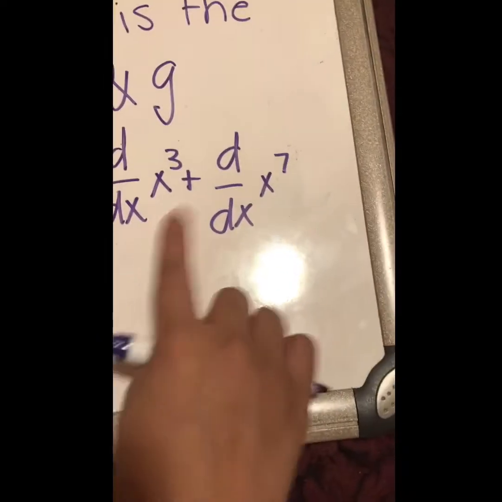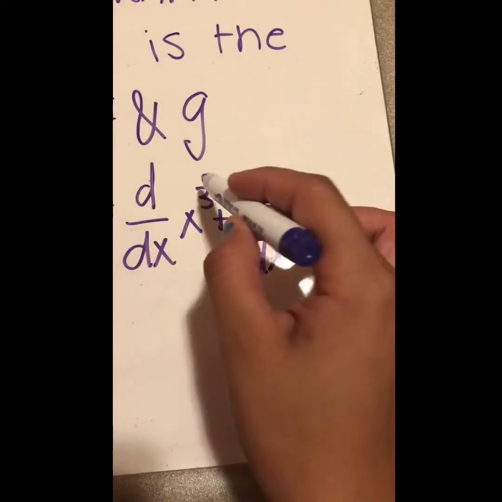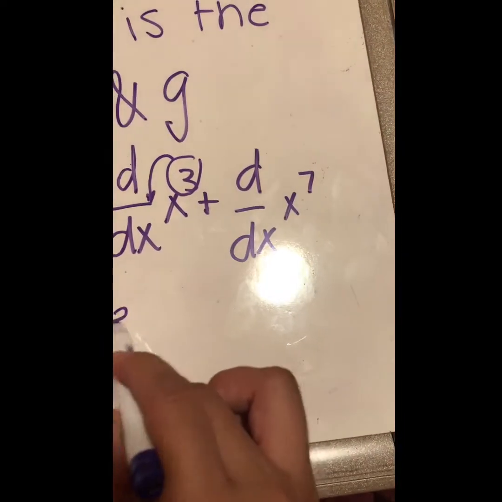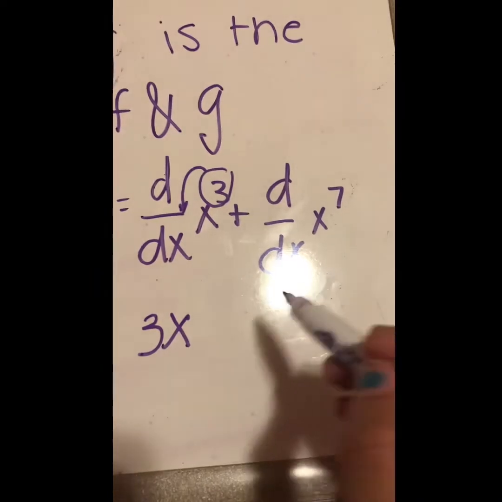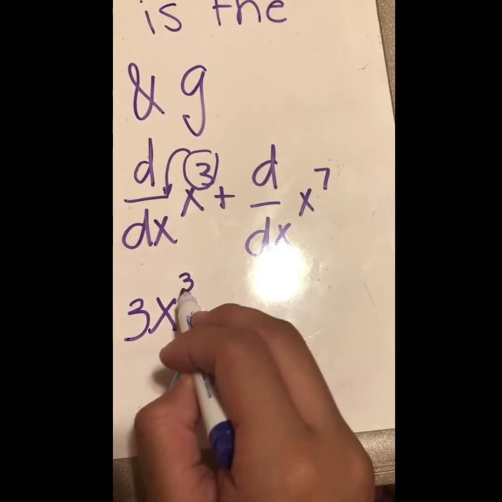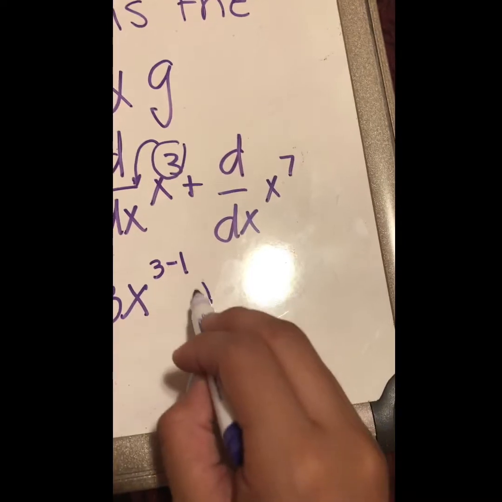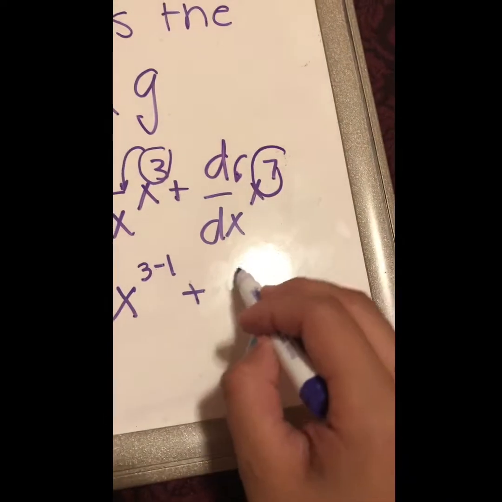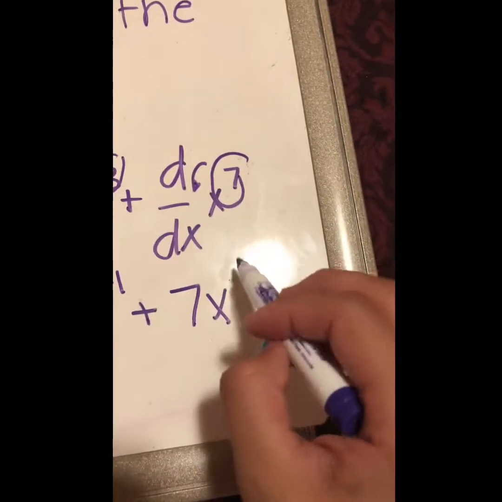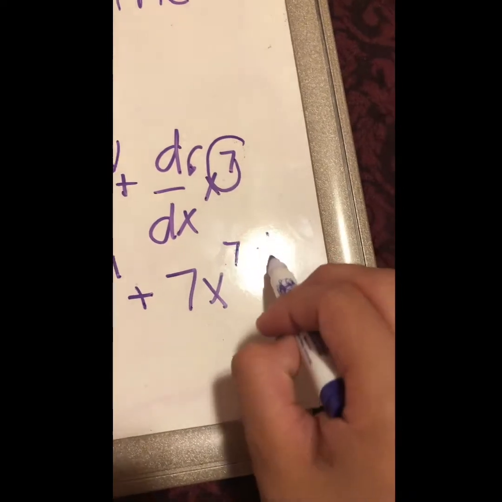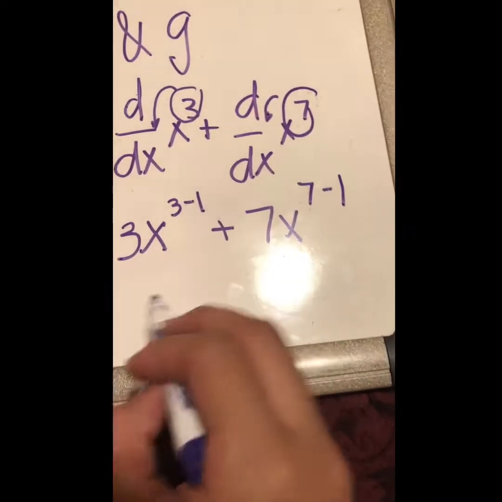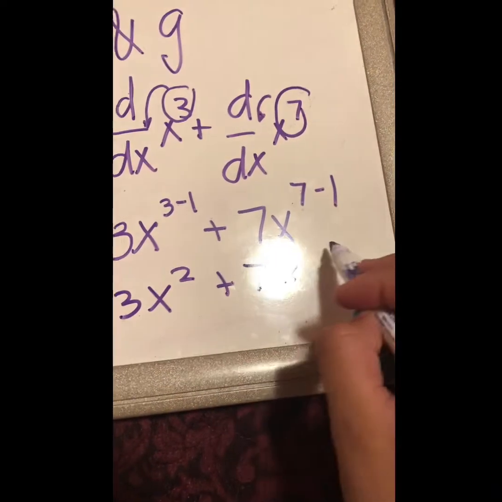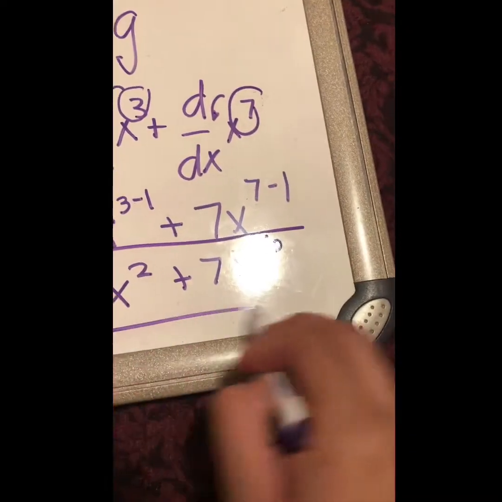So now after we broke it up, what we have to do is the power rule. So as we know, the first step is to bring the exponent to the front. So then that would become 3x. And we know that our second step is to subtract the exponent by 1. And now we're going to do the same thing with the other side. So we're going to bring the 7 to the front. So it would be 7x. And now we have to do the subtraction of the exponent minus 1. And now once we simplify that, it's going to give us 3x squared plus 7x to the 6th power. And that would be our derivative.